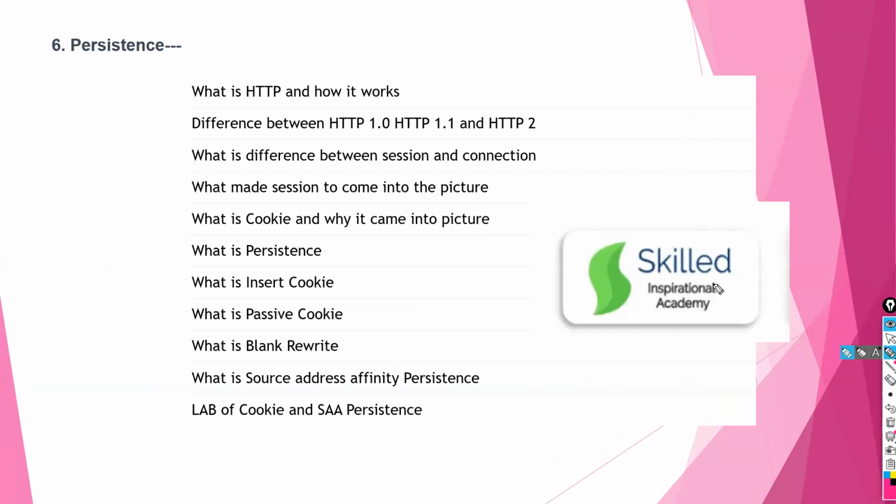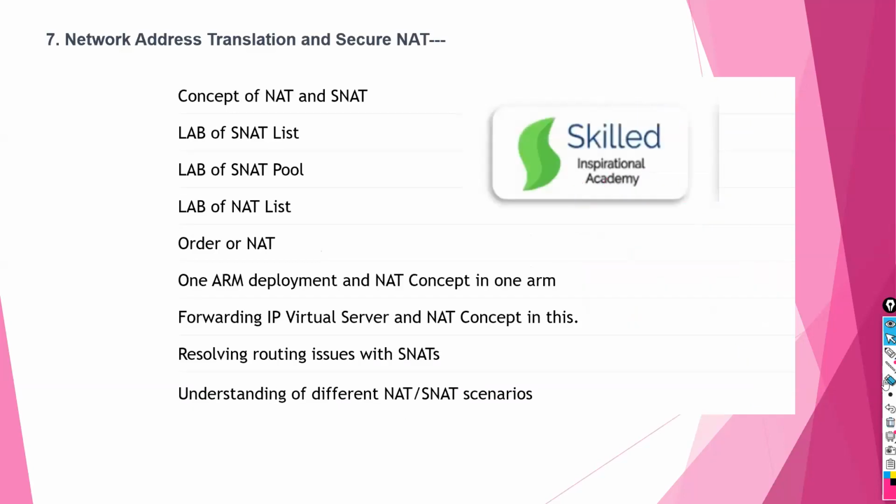Then another profile which comes into picture is persistence. What is the difference between cookie persistence and source address based persistence? How does it come into picture? Everything will be done.